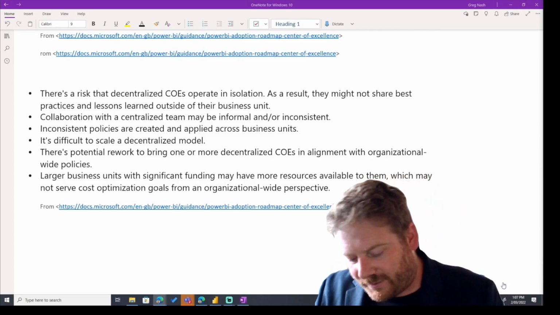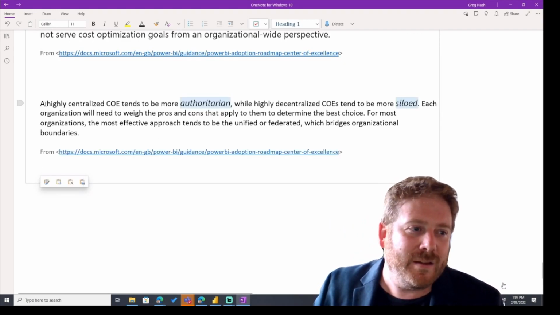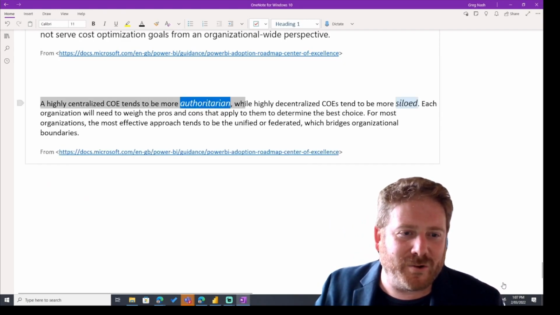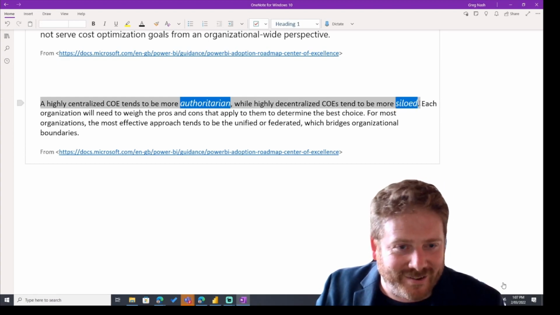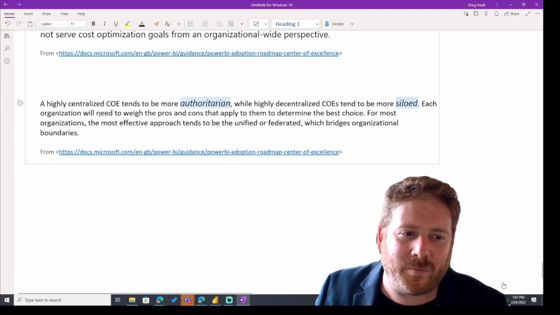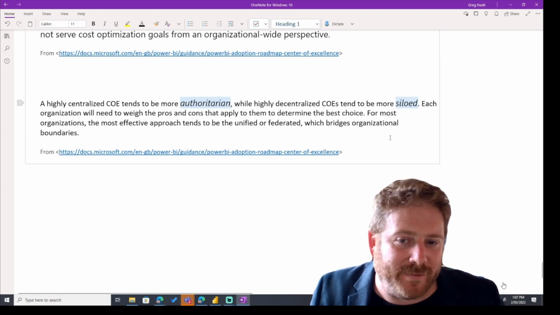Here's an important note, apparently, from the Power BI documentation people. Highly centralized COE tends to be more authoritarian, while highly decentralized COEs tend to be more siloed. Each organization, you need to weigh the pros and cons to apply them in the best way for your organization.